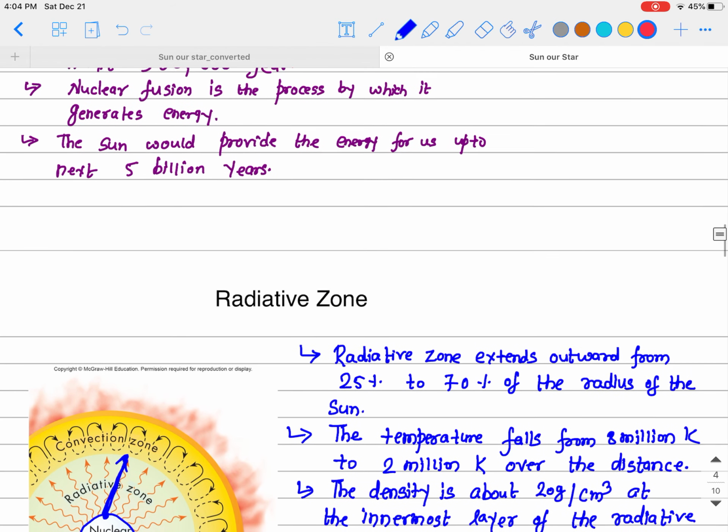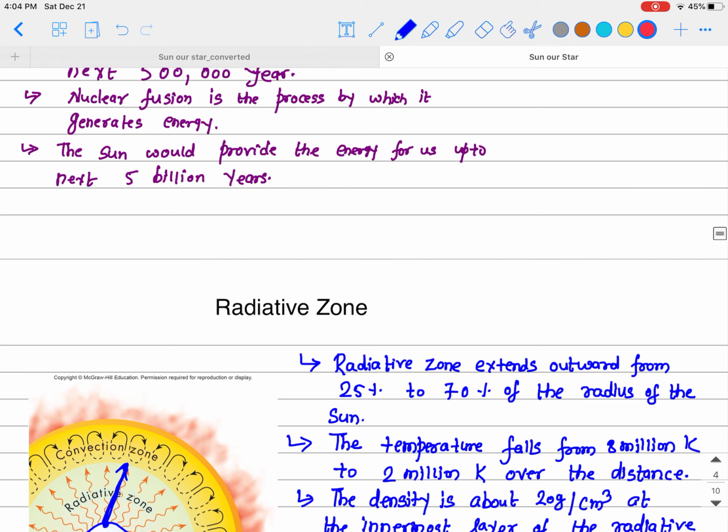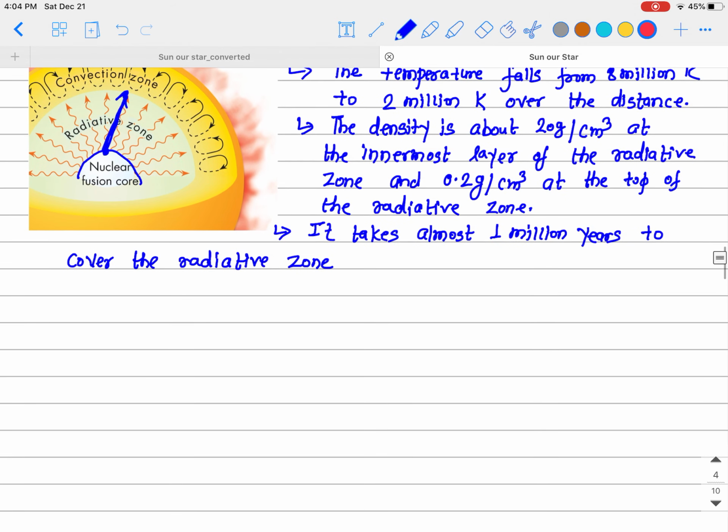And why is it taking so long? Why does it take a million years to travel the radiative zone? The reason is it is quite dense.